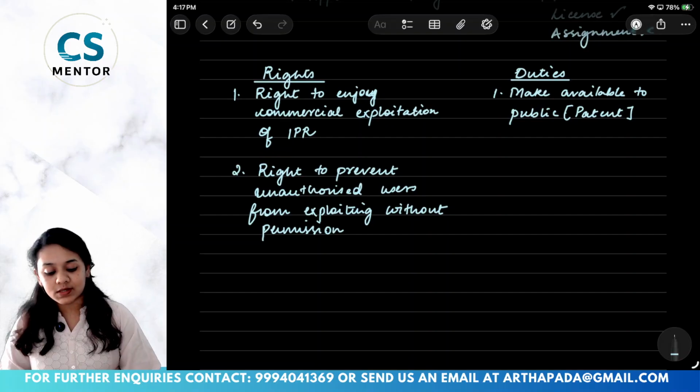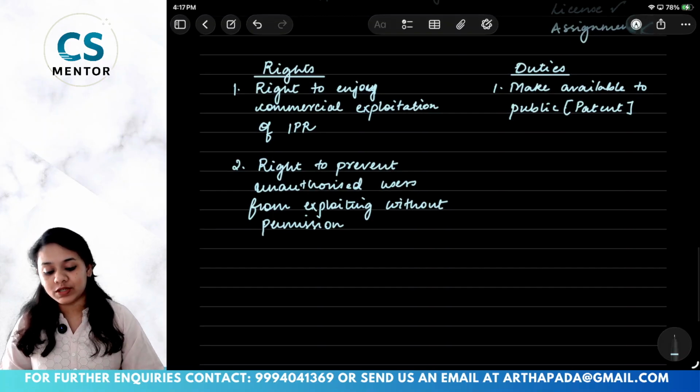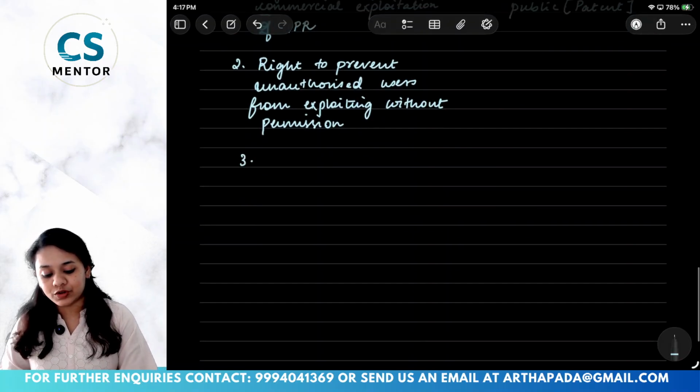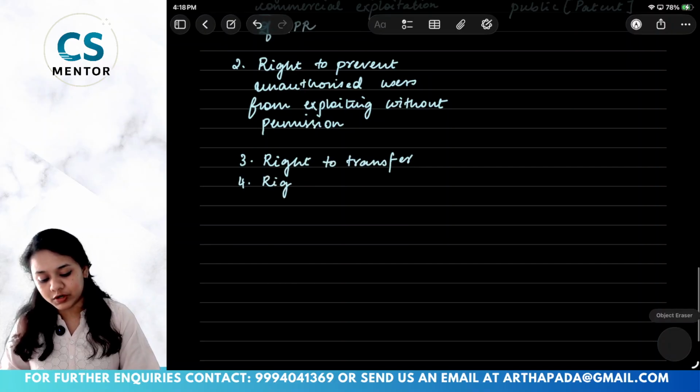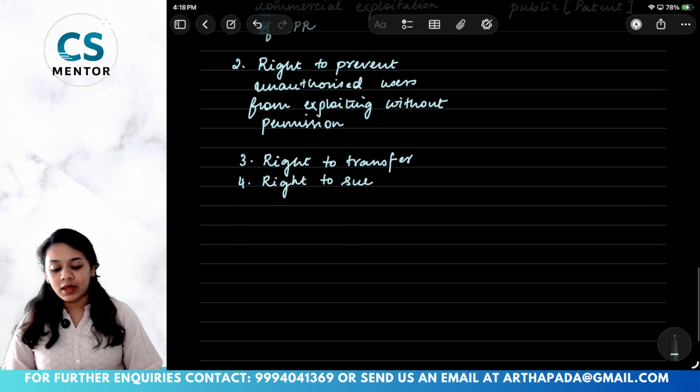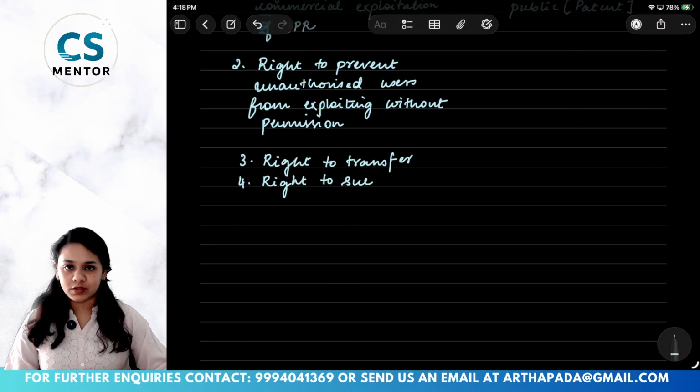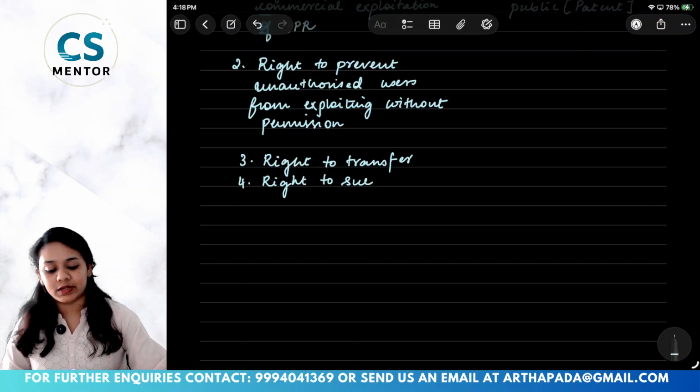So this is a right, and in addition to these rights, there is a right to transfer. The right to transfer, the right to enjoy. We've already written right to enjoy. We'll say right to sue is there. And there are a bunch of other rights associated with it. We'll look at each one in detail later.